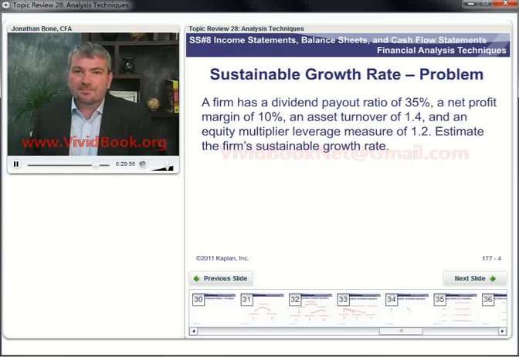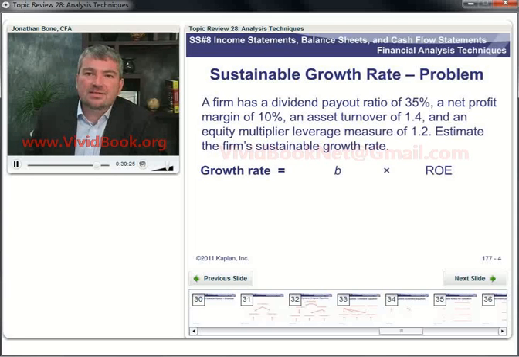Oh, we've got a question. A firm has a dividend payout ratio of 35%, a net profit margin of 10%, asset turnover of 1.4, and an equity multiplier (leverage measure) of 1.2. Estimate the firm's sustainable growth rate. Well, if it's paying out 35%, it's retaining 65%, so we've got the retention rate. And of course we need to use three-stage DuPont to calculate our ROE. So 0.1 times 1.4 times 1.2. So notice therefore that our retention rate is just 0.65.